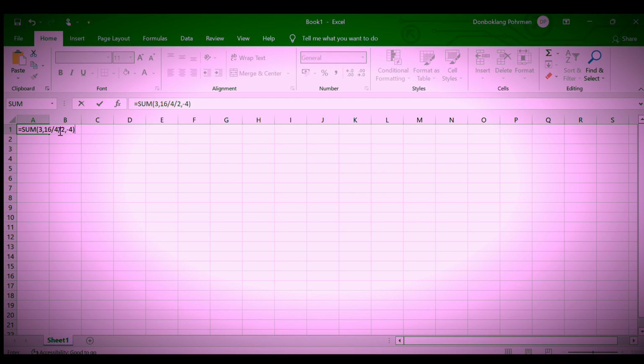After we enter the formula, we can hit the enter key on the keyboard, then we'll see the sum of the given data. So here we can see this is the formula which is given. You can see this one equal sum 3 comma 16 by 4 by 2 then comma minus 4. So the sum of this given formula is equal to 1. So the correct option is option C, that is 1.